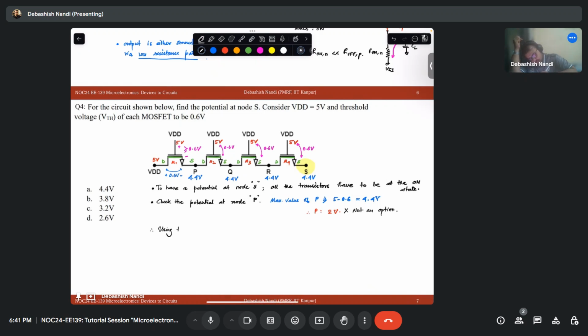So using this logic, QRS will remain at 4.4 volt. Potential at S will be fixed to 4.4 volt. Okay.